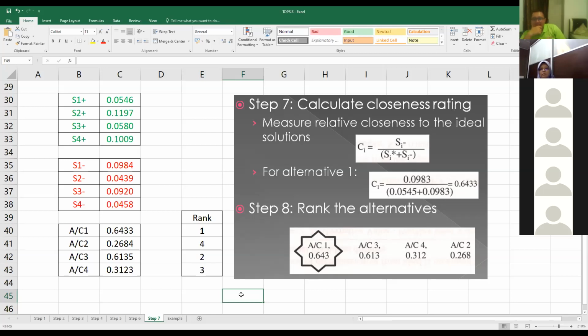What happened? On certain cases, there is a very similar result. For example, between rank number 1 and rank number 2, like this one is 0.643 and aircraft number 3 is 0.613, right? So not far. You see, the difference is very close. They are very close. So if this is the case, then go back to your drawing board.